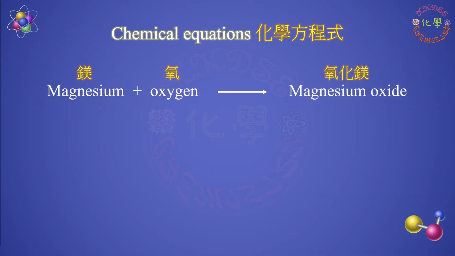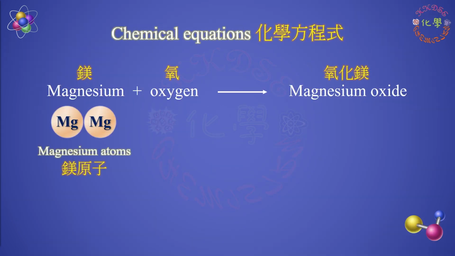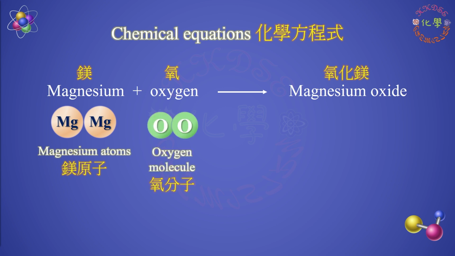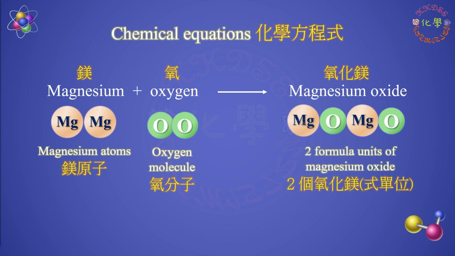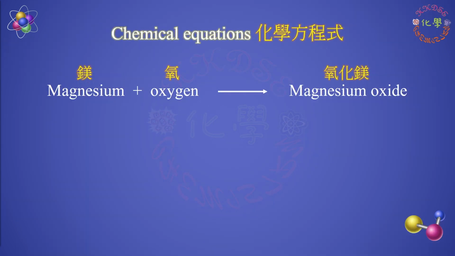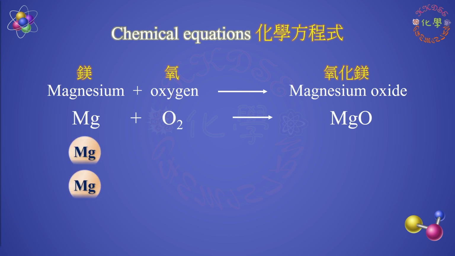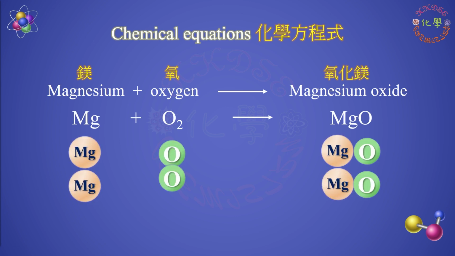We may also show the reaction by a diagram, the formation of magnesium oxide in terms of particles. 2 atoms of magnesium react with 1 molecule of oxygen, to form 2 formula units of magnesium oxide. A word equation provides a good summary, but a symbol equation provides more information. It shows more detail and allows us to see how many atoms and molecules are involved in each reaction.